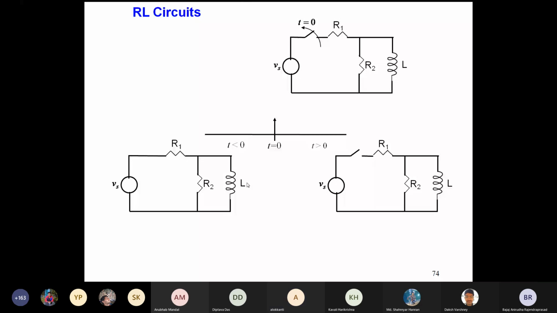But then at t equal to 0 you made the switching, and the source is taken out of the circuit. But you see, with the L and with the R2, there is still a closed path. The inductor was storing energy up to time t equal to 0, and since there is a closed path, the inductor will now drive the circuit until it becomes de-energized.